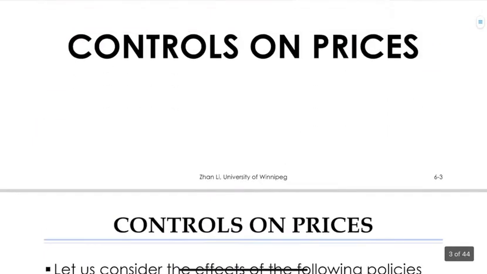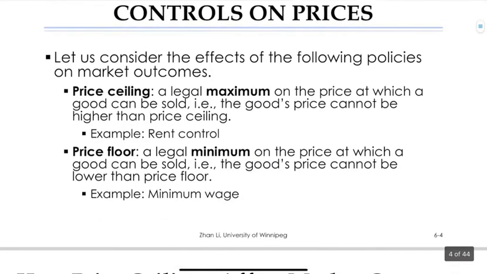Okay, so let's start from the price control. There are basically two kinds of price controls. The first one is price ceiling. The second one is price floor. Just from the names, you could easily understand what price ceiling and price floor are about. Basically, price ceiling says there's a ceiling of price, which means that the price cannot be higher than this price ceiling. So price ceiling is essentially a maximum on the price at which a product can be sold. An example is rent control.